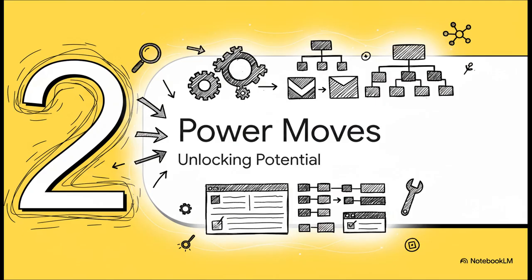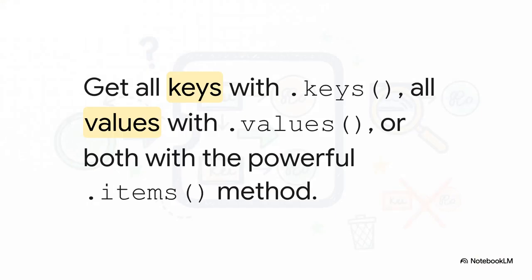Let's see how you can work with the entire collection of data inside your dictionary to do some really cool and useful stuff. Sometimes you don't want just one piece of data, you want a whole bunch of it. Well, .keys gives you a list of all the keys. Simple enough. .values gives you all the values. And the real powerhouse of the 3, .items, gives you everything. All the key value pairs all bundled up and ready for you to work with.